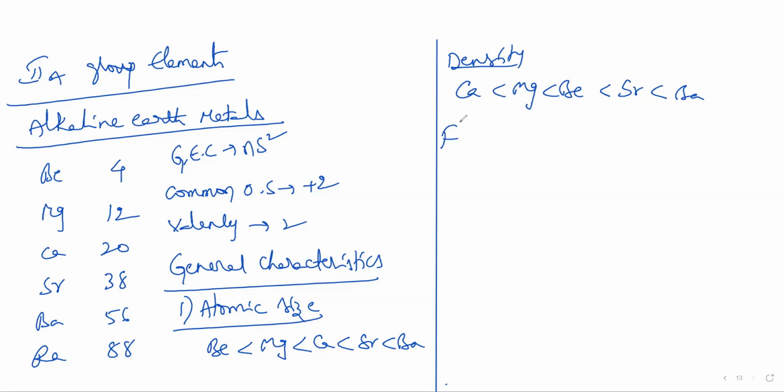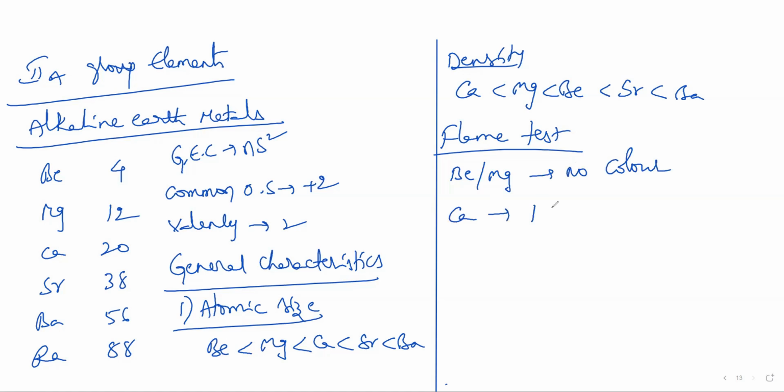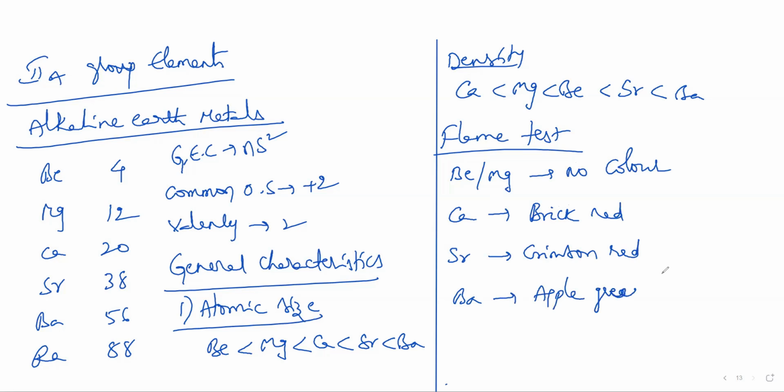Next, flame test. Beryllium and magnesium, no color. Calcium gives brick red. Strontium gives crimson red. Barium gives apple green. So that is about flame test.